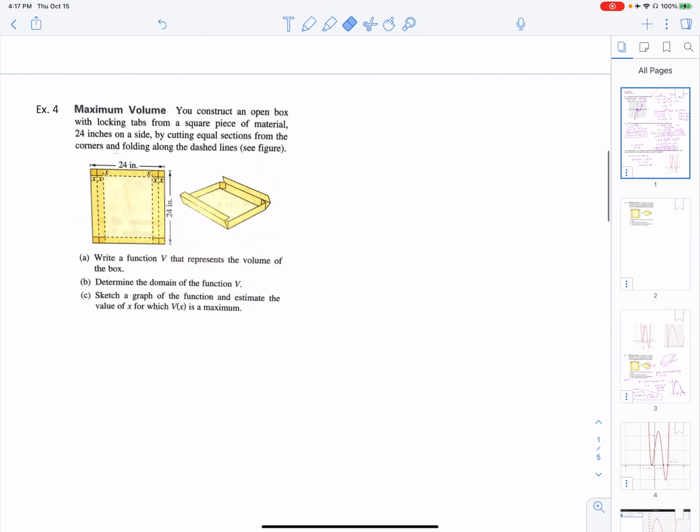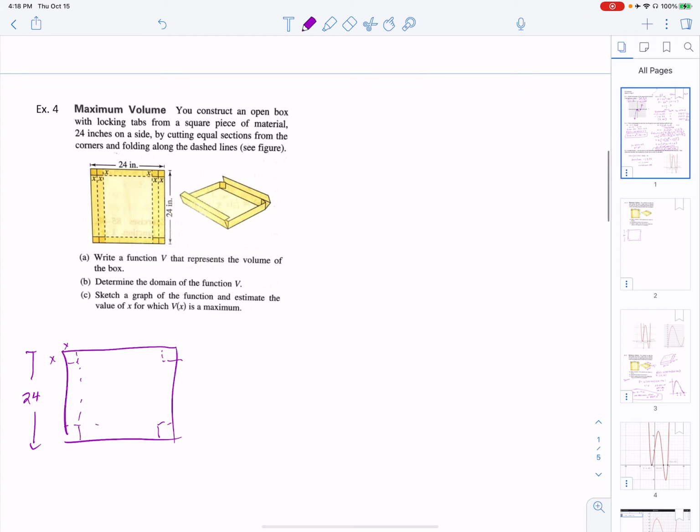All right, so then this next question is something that you see often in a maximizing, minimizing kind of problem, where you have a square piece of paper. This is my square piece of paper, and basically you're cutting out corners of length x, but you're starting in this case with a length of 24. And so then as you cut out the corners and fold it up, it creates this box.